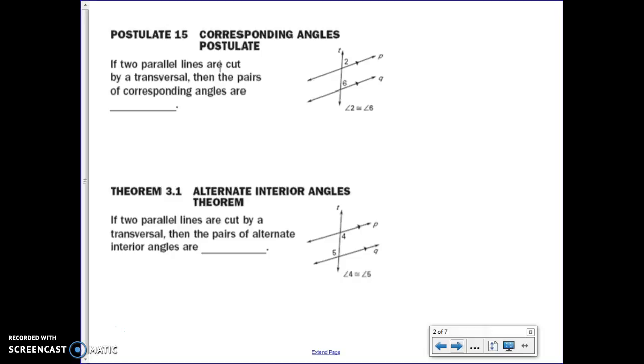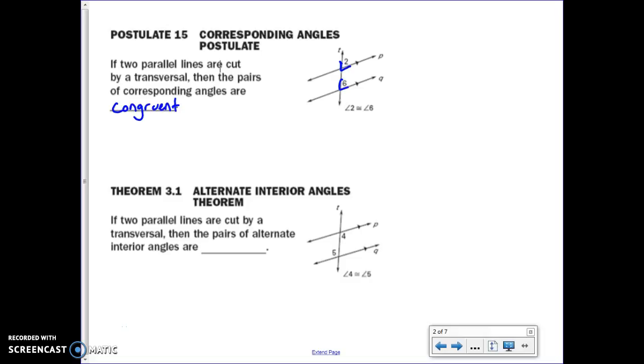It's the corresponding angles postulate. It says if two parallel lines are cut by a transversal, then the pairs of corresponding angles are congruent. So you'll notice there's a picture over here. Angle 2 and angle 6 are considered corresponding angles. So angle 2 and angle 6 are going to have the same angle measure. Those angles are congruent to each other.